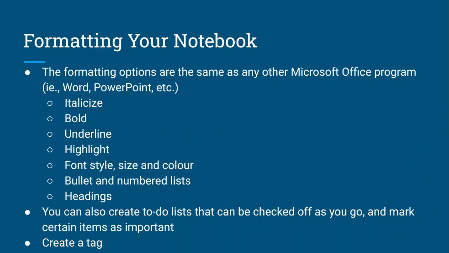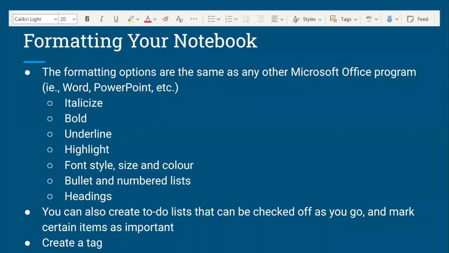Formatting your notebook. The formatting options are the same as any other Microsoft Office program, like Word and PowerPoint and more. You have the option to italicize, bold, underline, highlight, choose the font style, size, and color, bullets and numbered lists, as well as headings. You can also create to-do lists that can be checked off as you go and mark certain items as important. You can also create a tag.